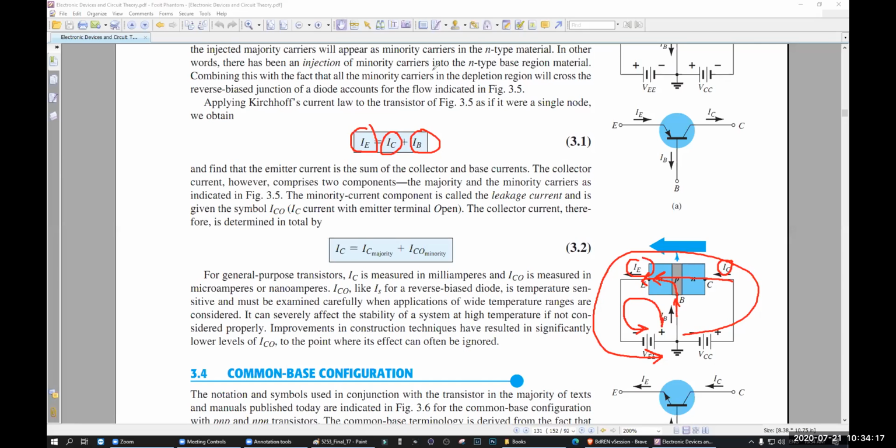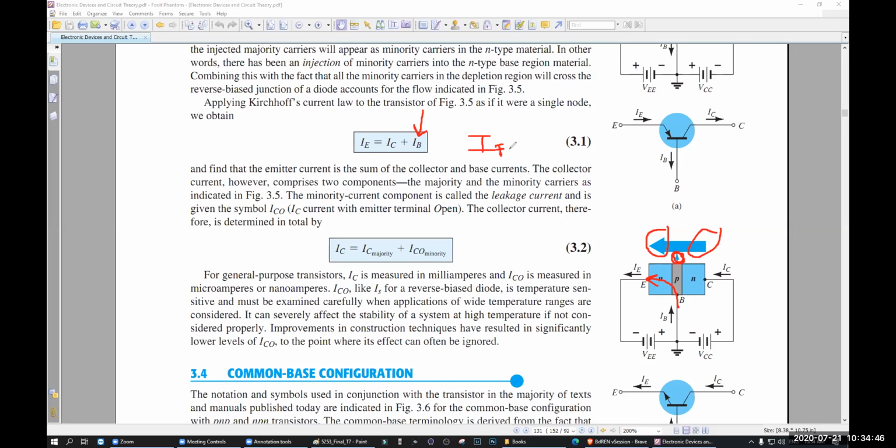Now here, one thing you have to understand, your IC is big. Your IE is also big because IC is mixed with IB and becomes IE. So these two are big. But this one, IB, is very small. This current is very small. So can we call these a very small current? Of course. So from here, can we call IE equal to IC? Almost equal.